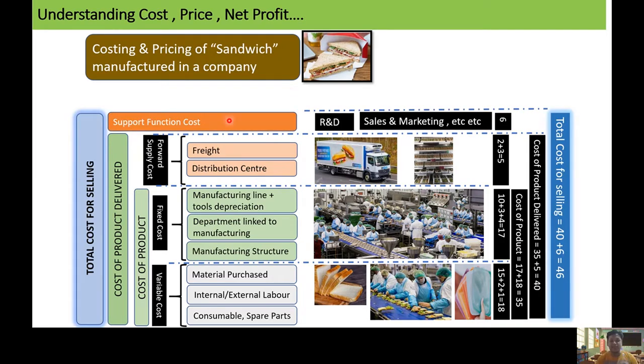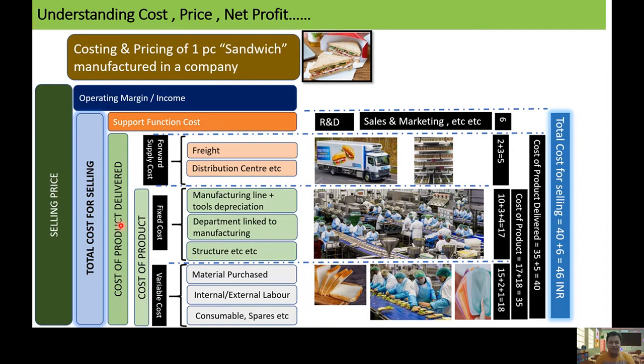The fourth element is the support function cost. Support function cost is nothing but the cost of the functions which are not directly linked to the operations, like R&D, sales and marketing, finance, etc. Let us consider that for manufacturing one sandwich, the support function cost is 6 rupees. So the total cost which is ready for creating a selling price is 40 plus 6, which is equal to 46. With this, we have built a cost on top of which we are now ready to build a selling price.